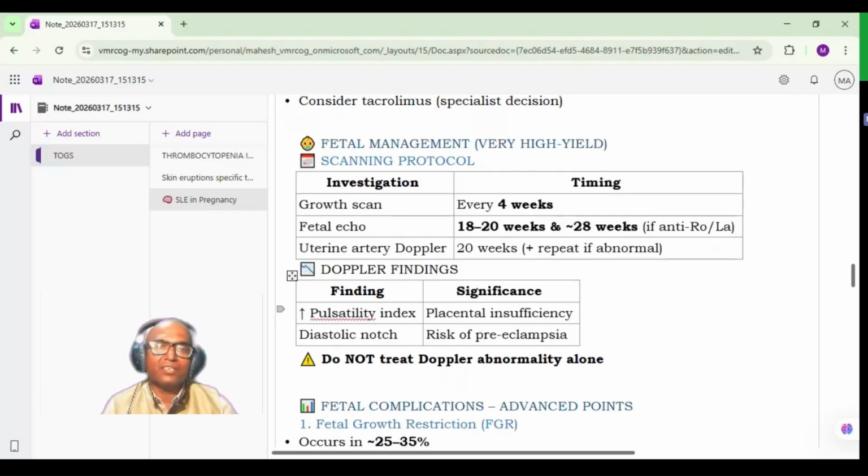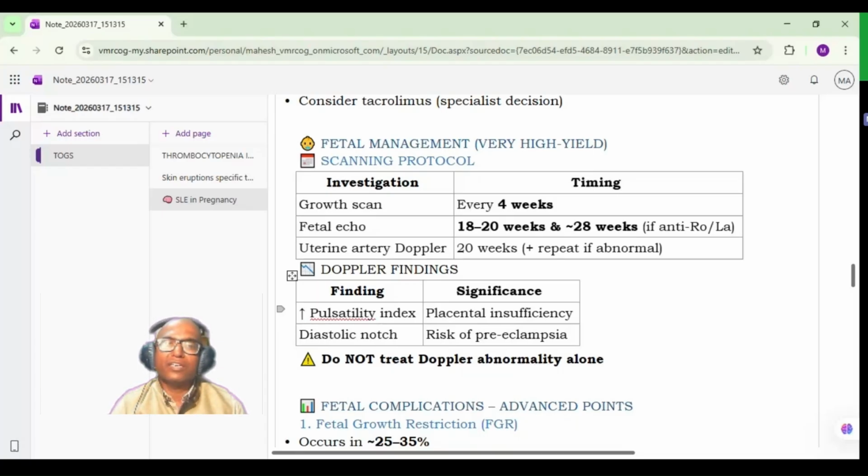Then fetal management. How will you monitor the fetus? Growth scan you will do every 4 weeks. Fetal 2D echo will be done at around 18 to 20 weeks of gestation, and you will repeat it at around 28 weeks of gestation. This is a must if you have anti-Ro and anti-La antibodies positive. The uterine artery Doppler around 20 weeks of gestation, you may repeat if it is abnormal.